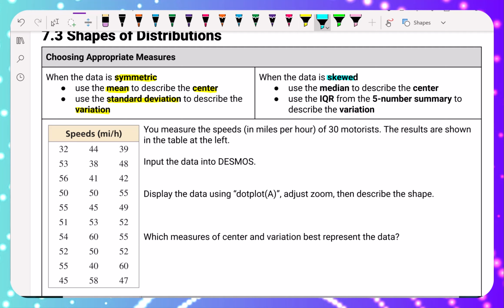When your data is skewed, you're going to use the median. And the reason why you do that is because that mean is being pulled left or right. It's actually affecting it too much. So the median is going to be the best representative. And then you're going to use the IQR. Talked about that yesterday. Your IQR is the range of your middle 50%. So it's the Q3 minus the Q1. And you can get that from your 5-number summary using stats on Desmos.